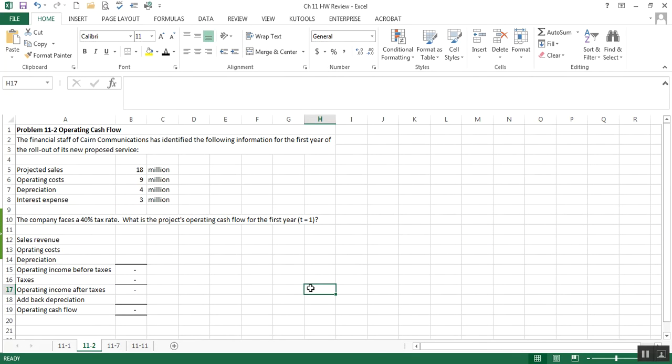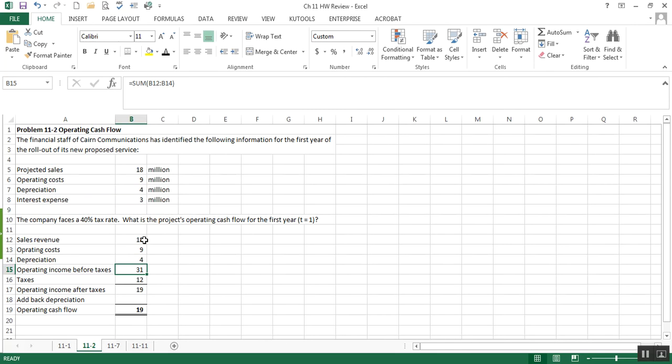What is the project's operating cash flow for the first year? So this is not asking us about year 0 or the initial cash outlay. It's asking us about our operating cash flow after we've launched the project for the first year. Let's look at the information given to us. So we know that sales revenue are $18 million. Operating costs are $9 million. Basically, I've built an income statement here.